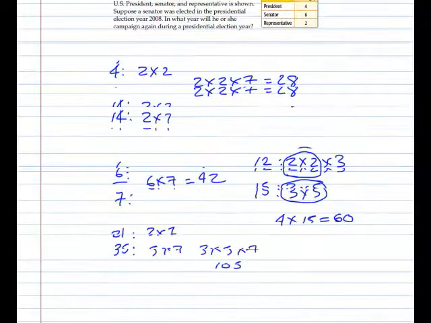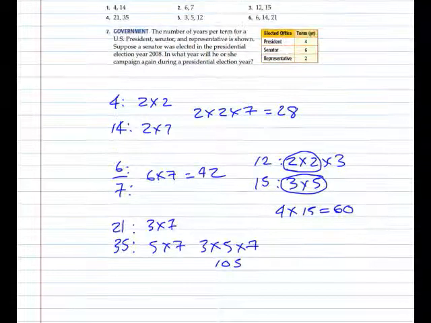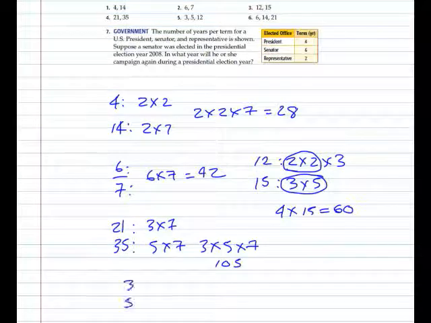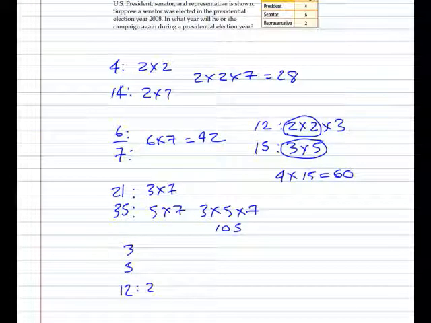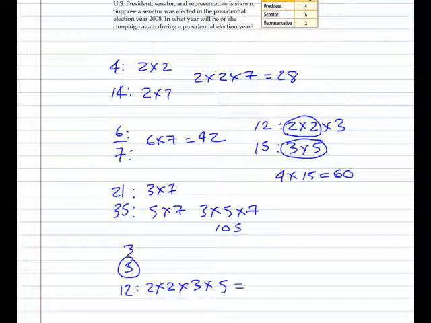Number 5. 3, 5, and 12. Well, 3 and 5 are prime, so I can't factor those. 12 is 2 times 2 times 3. So I've accounted for the 3. I simply have to multiply this times 5. And my least common multiple of those three numbers then is 15 times 4, which is 60.